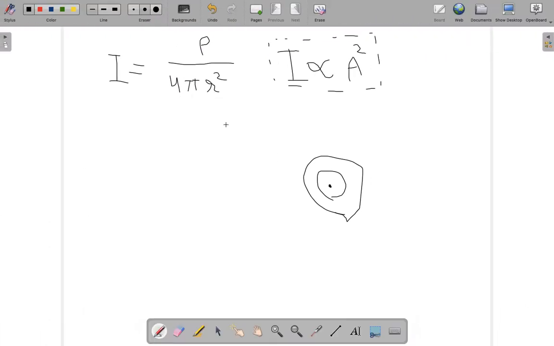Alright, and in this case I wrote r, though we usually refer to it as x because we're talking about the displacement over here. So x squared.